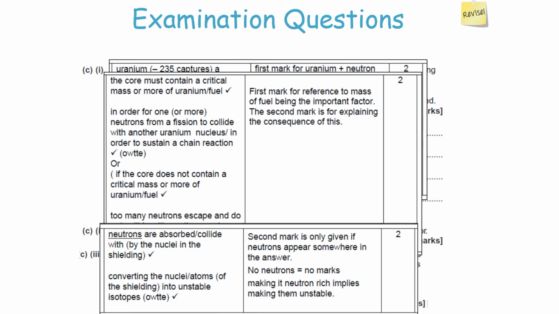So it's the neutrons that are absorbed and collide with the shielding, and then they convert the nuclei of the atoms into unstable isotopes, which then become radioactive. Remember, many nuclei are radioactive because they contain many more neutrons compared to protons. They're above the line of stability. So in fact, they are neutron rich, so they will become beta minus emitters. You've got to really understand that. That's how the majority of materials become radioactive.